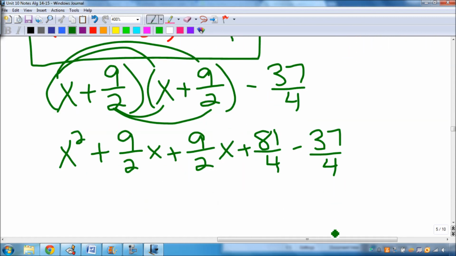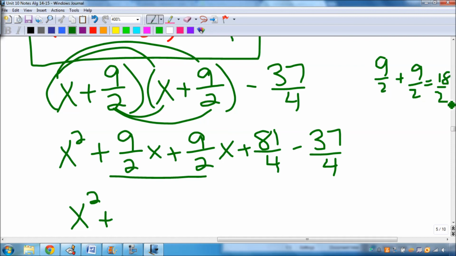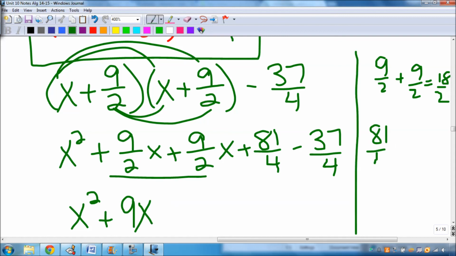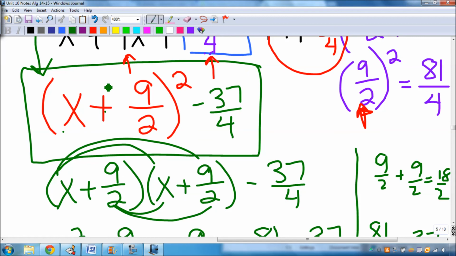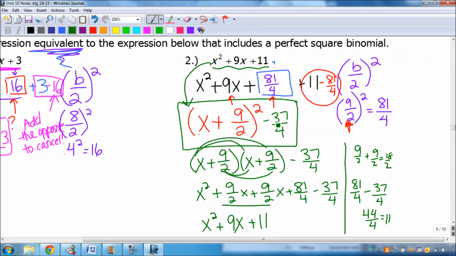Okay, so then these two combine together, and if you add 9 halves plus 9 halves, you end up getting 18 halves, which is just plain and simply 9. All right, and then if I were to add 81 over 4 with negative 37 over 4, when you do 81 minus 37, you'll end up getting 44 over 4, which is the 11 that you want. So again, this is proof right here that this expression, this x plus 9 over 2 squared minus 37 over 4 is equivalent to x squared plus 9x plus 11.